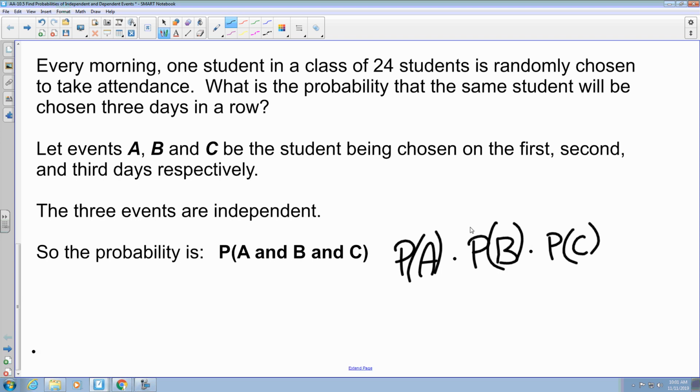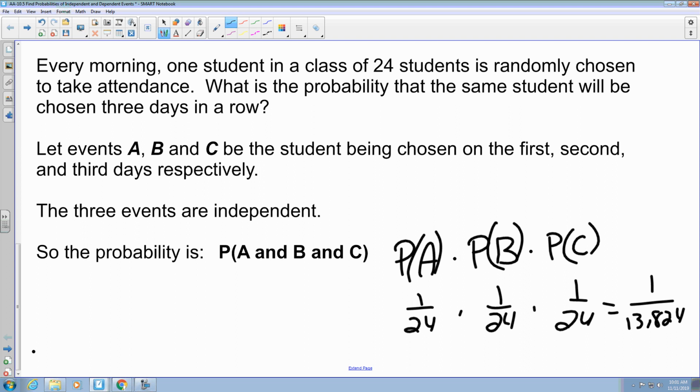So the first thing is on the first day, the probability of one student being chosen to take attendance is 1 out of 24. Same thing goes for the second day, 1 out of 24, and the third day, 1 out of 24. Since they are independent events, we multiply them. So 1 times 1 times 1 is 1, and 24 times 24 times 24 is 13,824, which as a percentage is very small. As a decimal, I think it's about 0.0000723. So less than 1% chance for sure.